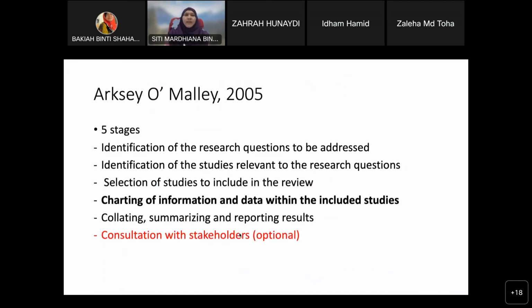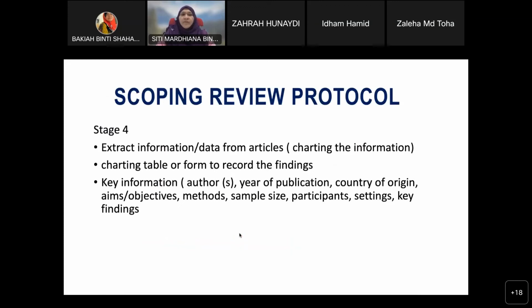And then the fourth stage is the charting of information and data within the included studies, where you extract the information or data from the articles and then chart a table or form to record the findings. You need to make a proper table, and the key information you need to have in the extracted data is the author, year of publication, country of origin, aims, objectives, method, sample size, participants, settings, and key findings. Or it depends on how you're going to extract the data. That's why it is important to have the protocol before you start doing the scoping review, so that the protocol will be your guidance.